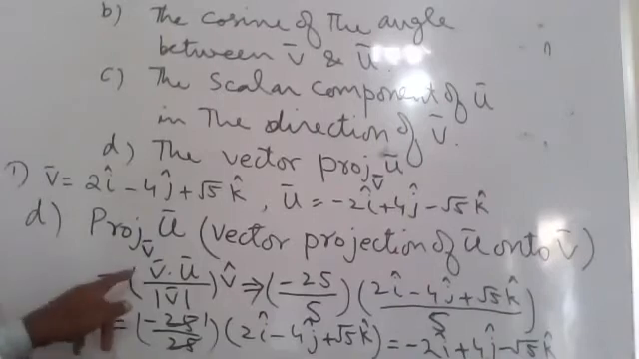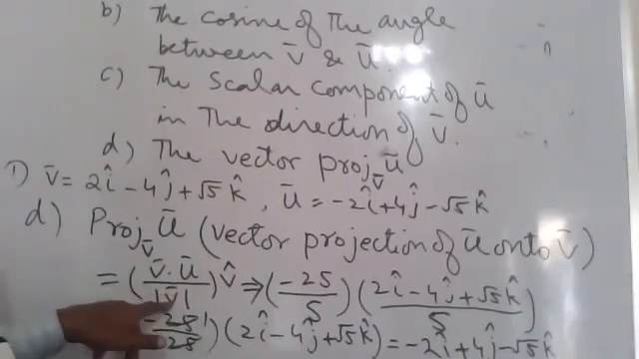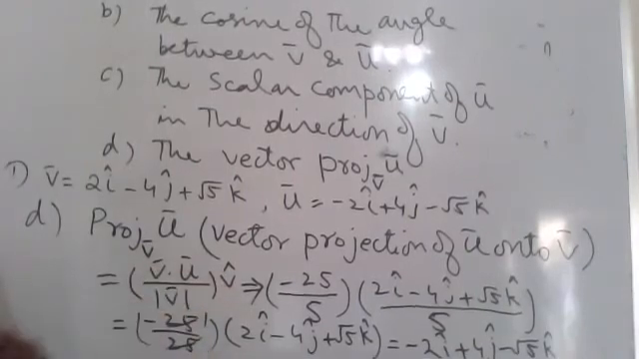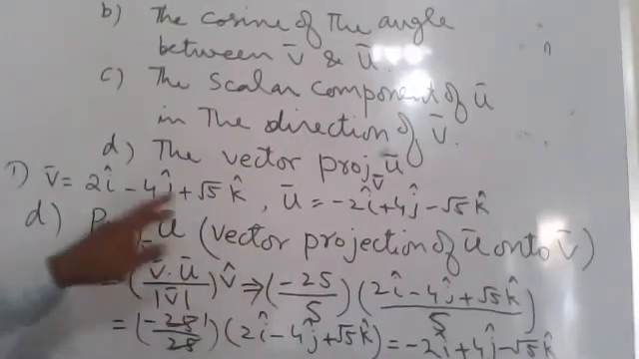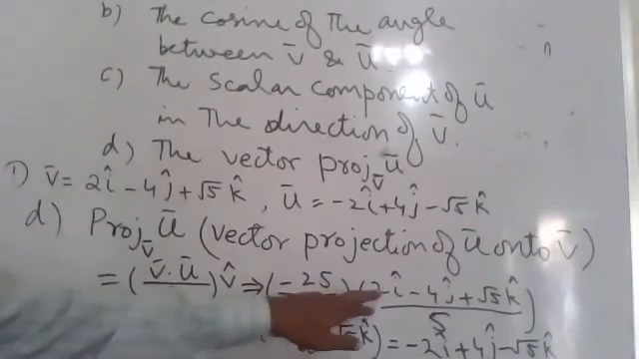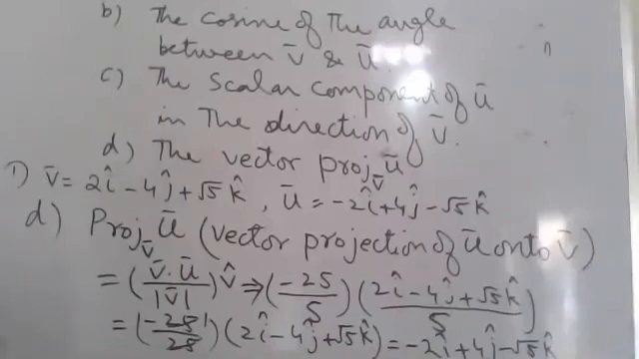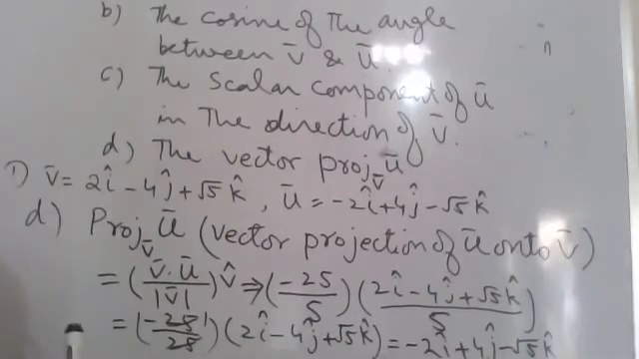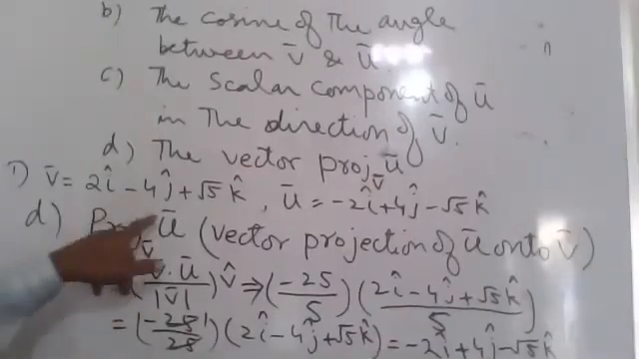So how to find it: U dot V upon the square of the magnitude of V, into the vector V. 5 into 5 will be 25. This is the way to find the vector projection of one vector onto another vector. And we'll write it in this way: the vector projection of U onto V.